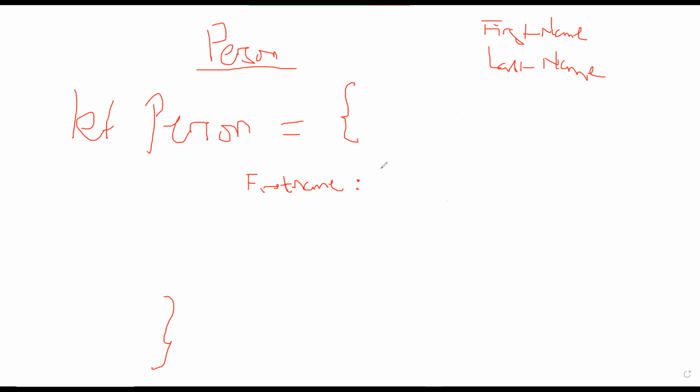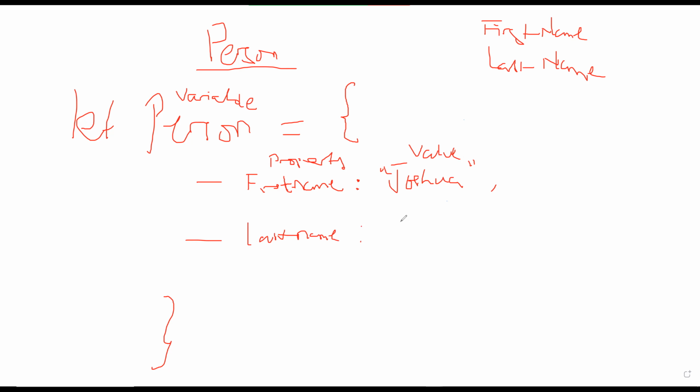So I will now say Joshua. Is that it? Yeah. Okay. So what's the next thing to do? To put the last name. Okay, there's nothing you need to do before you put the last name here. There must be a comma to separate this first property from the second property. Okay. This is property. This is value. This is variable. Know what it is. Last name, then colon, then whatever value.